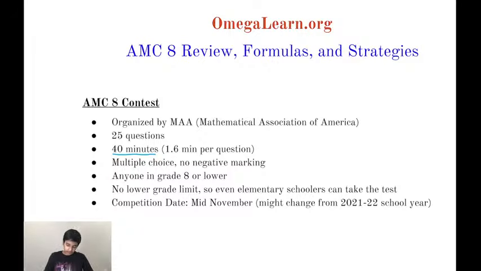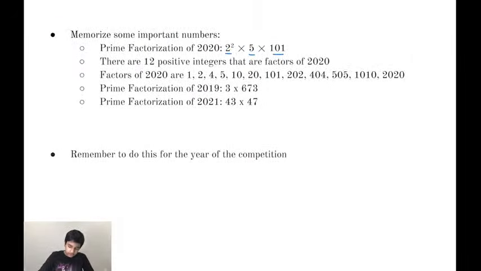Okay. So now let's take a look at some important numbers that you should know. The prime factorization of 2020 is 2 squared times 5 times 101. There are 12 positive integer factors of 2020. Knowing the factors of 2020 is really optional, you don't really need to know this, but it may be helpful. The prime factorization of 2019 is 3 times 673, and the prime factorization of 2021 is 43 times 47. So in general, whenever you're taking a certain year's competition, you should always memorize the prime factorization of that year.